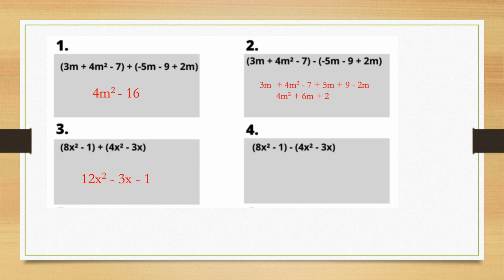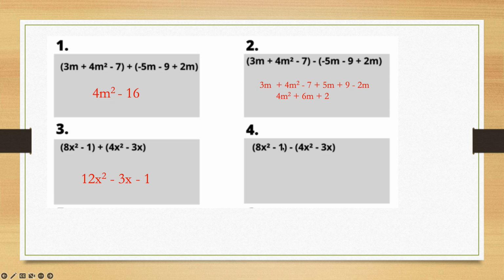Okay, so on the first one, I have 8x squared and I have 4x squared, so altogether that's 12x squared. And then I don't have anything to combine with the negative 3x, so it's just negative 3x. And I have nothing to combine with the negative 1, so it's just negative 1.